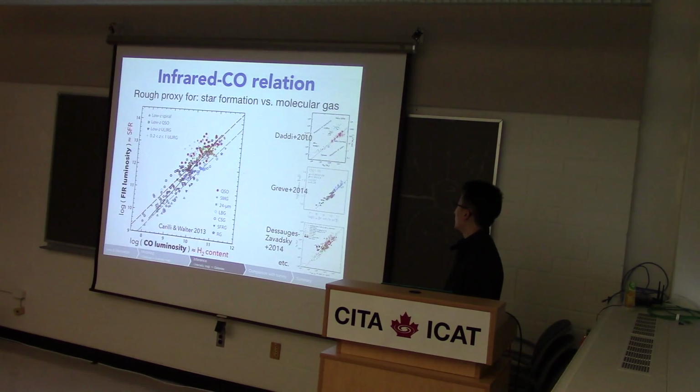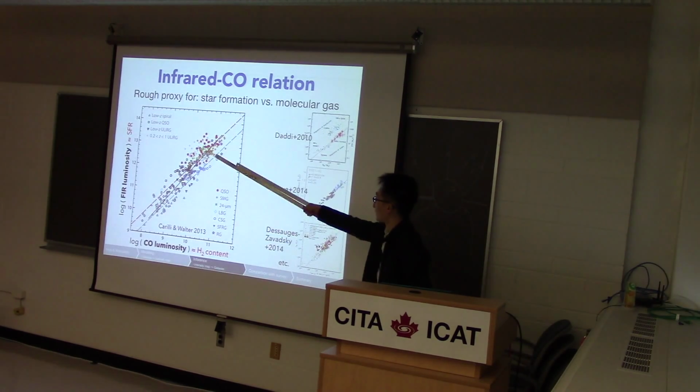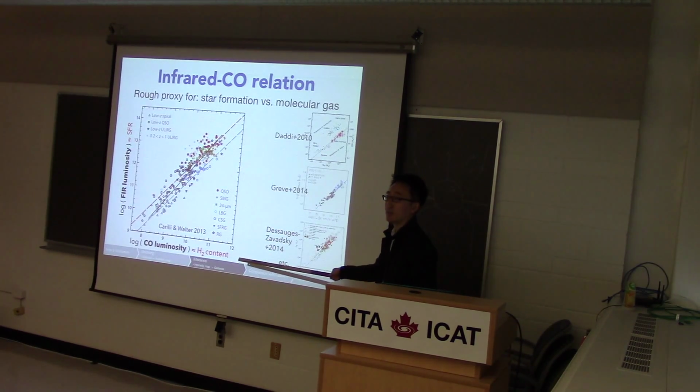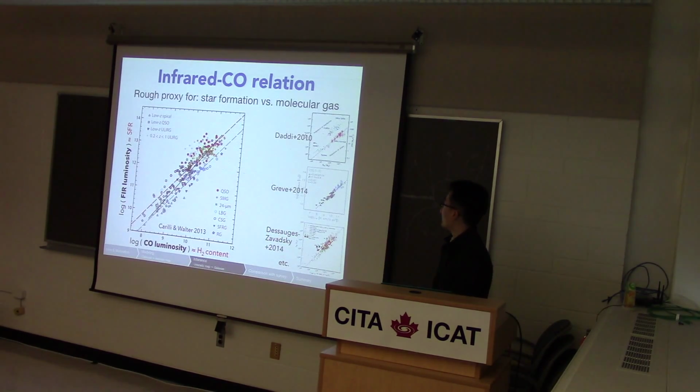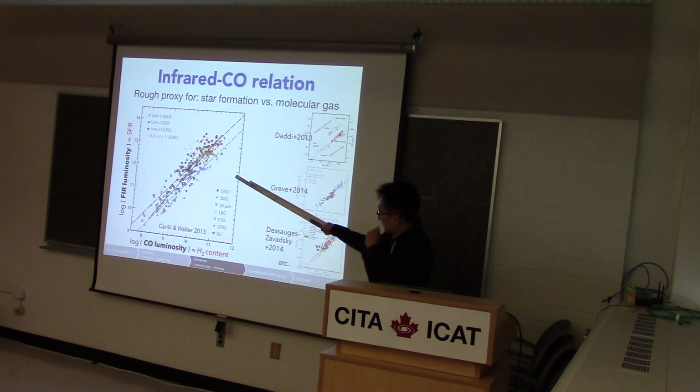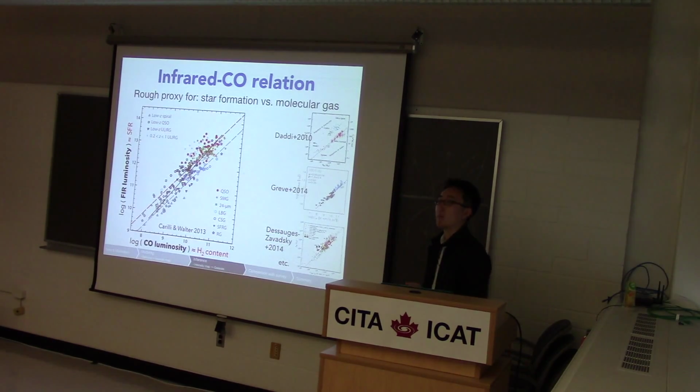And the first I'll mention is the infrared-CO relation. So this is a relation between galaxies' infrared luminosity and CO luminosity. With assumptions, this is a rough proxy for the star formation rate versus the molecular gas content. So star formation rate versus the fuel for star formation. Right? And so the slope of this line tells you something about how the gas consumption time for galaxies will vary across different galaxy types.